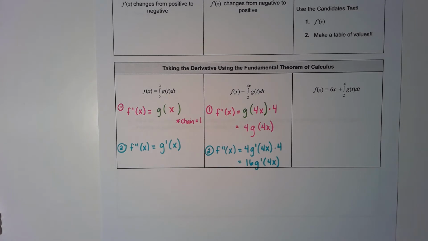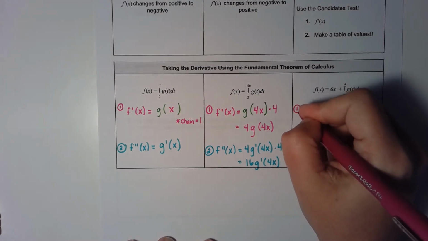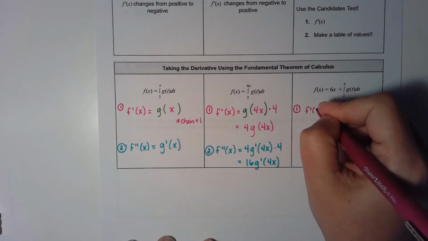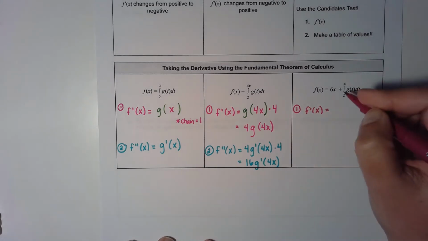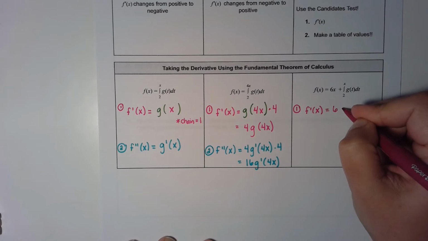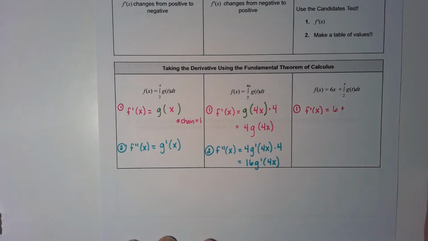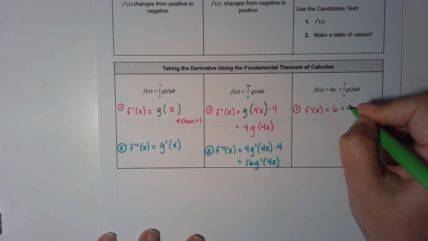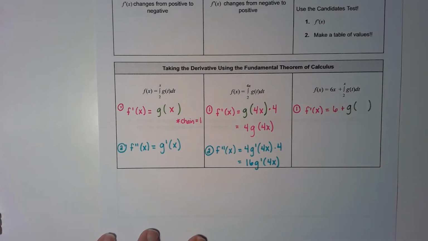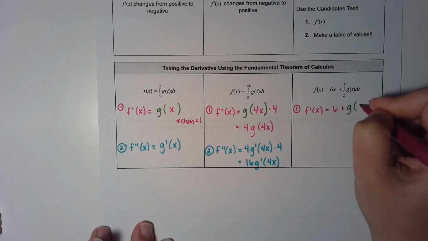For my next problem, I'm going to go ahead and take, again, the first two derivatives. So the first derivative is going to be the derivative of 6x, which is just 6, plus the derivative of the integral. The integral and the derivative are inverse operations, so I'm just going to have g of, and I'm going to throw in my bound, which is x.